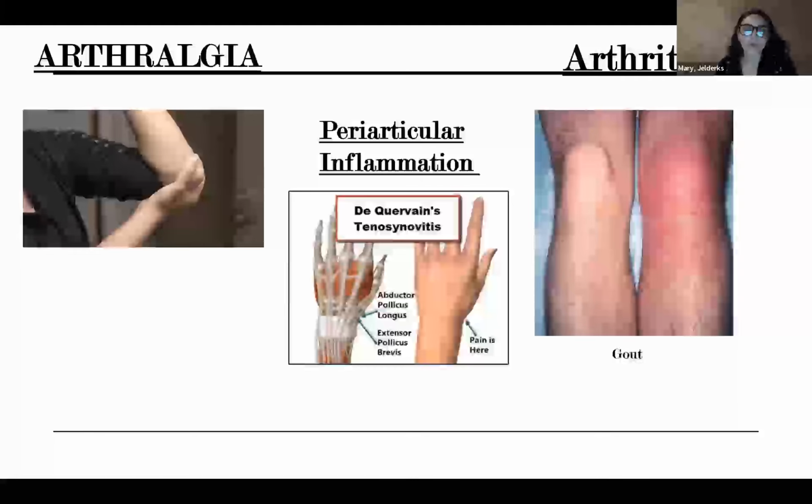And then we also want to keep in mind that there are periarticular anatomical structures that can be involved in inflammation, like tendons and ligaments that are all around these joints. In this case, very commonly de Quervain tenosynovitis, which is inflammation of the tendon, again, very much juxtaposing the joint space.